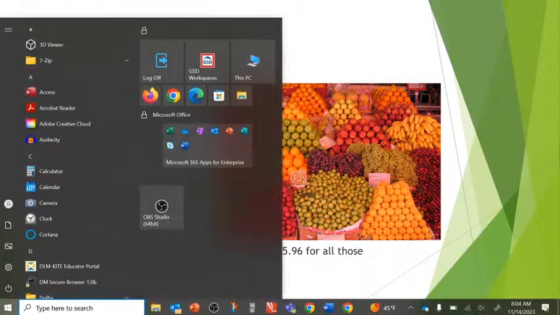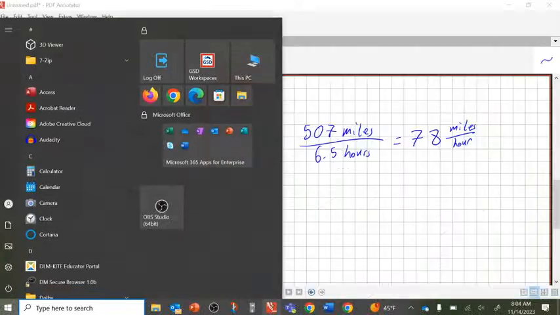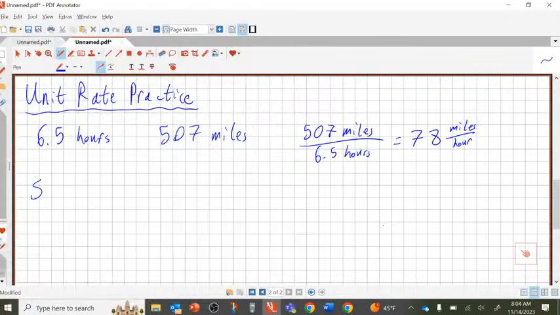$15.96 for 9.5 pounds. So it's $15.96 for 9.5 pounds. All right. Can I get y'all up here in 5, 4, 3, 2, 1?